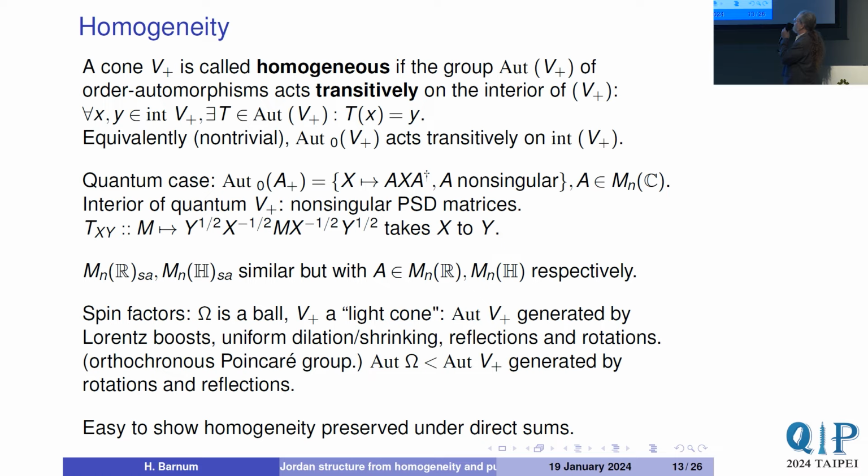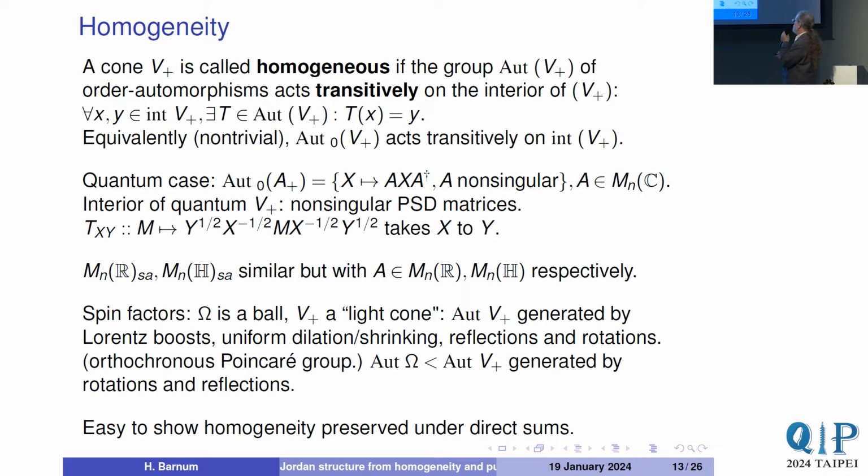So now we can define one of the key principles we're using. That's homogeneity. A cone is homogeneous if the group of order automorphisms acts transitively on the interior of the cone. So it can take any interior point to any other interior point. In the quantum case, it's easy to prove. If you want to take x to y, and they're both non-singular, which is the interior, then you just take x to the minus 1/2 followed by y to the 1/2 as your Kraus operator, and it's pretty obvious that kills x and replaces it with y.